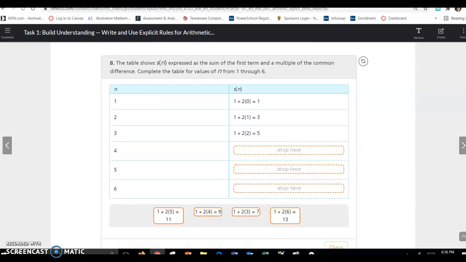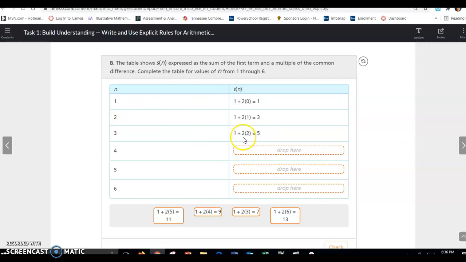All right, it says the table shows S of n expressed as the sum of the first term and a multiple of the common difference. Complete the table of values for n from 1 to 6. All right, so your first term is 1 plus 2 times the previous term. 2 is your common difference. So that gives you 1. And then you're just going to go 0, 1, 2. And this is the term that you're putting in. See, S of n? So n is the term, the previous term here.